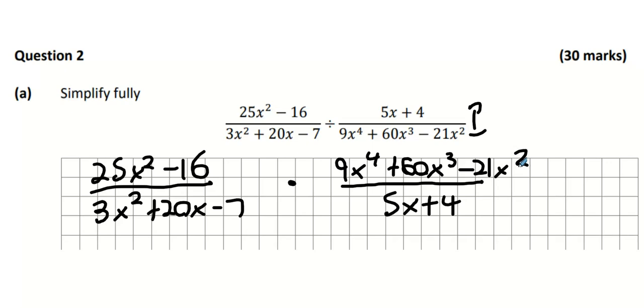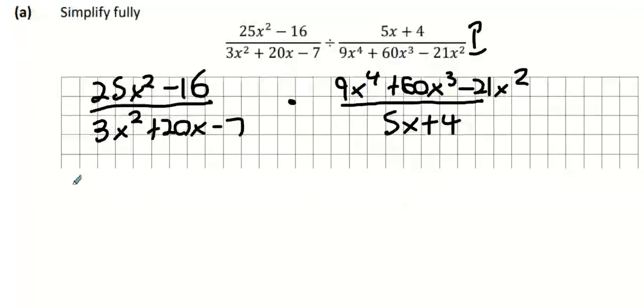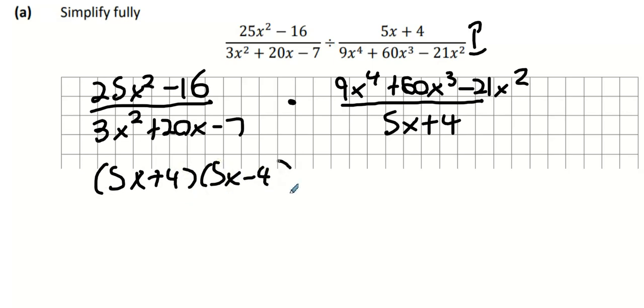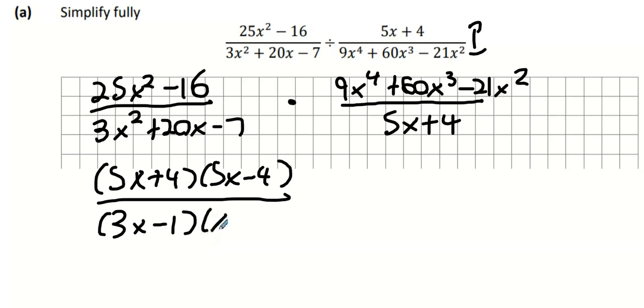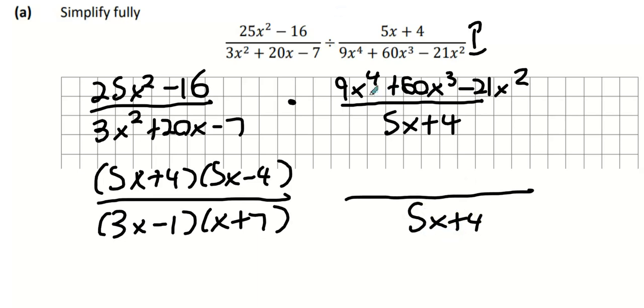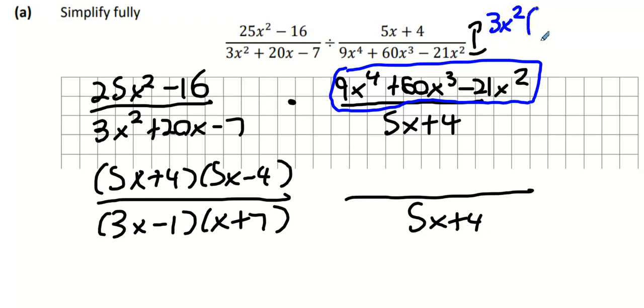So I've turned it upside down. Now, factorize everything in sight. How do I factorize the first one? Difference of two squares. So 5x plus 4 and 5x minus 4. On the bottom, if you were to factorize that quadratic, you'll get 3x minus 1 and x plus 7. Now, here's the hard part. See this whole thing? What do they all have in common? A lot of x's. What can I take out of it? I'll take out 3x squared, and then what's left over?